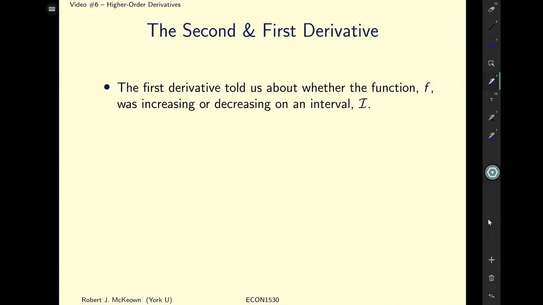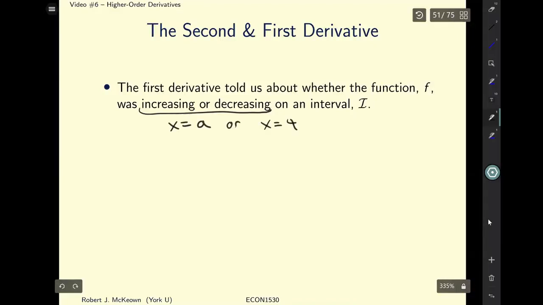Now, I hope you remember in a previous video, when we were doing the introduction to calculus, we talked about how the derivative of the function told us whether the function itself was increasing or decreasing. Specifically, whether it was increasing or decreasing at a specific value of x, if x was equal to, say, a, or x was equal to 4, something like that. And more generally, we can say it was increasing or decreasing on an interval, say from a to b, something like that.